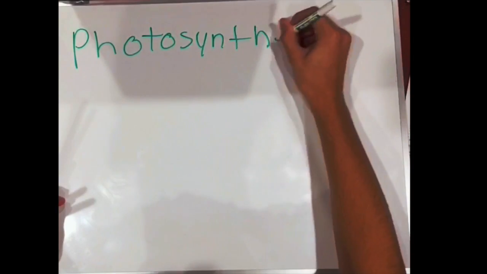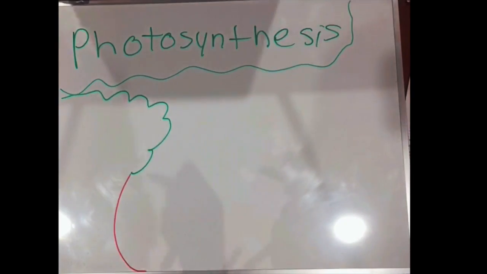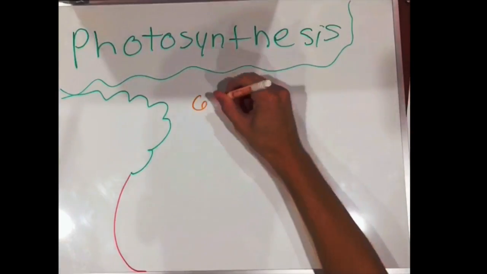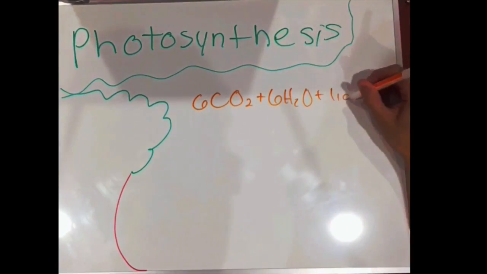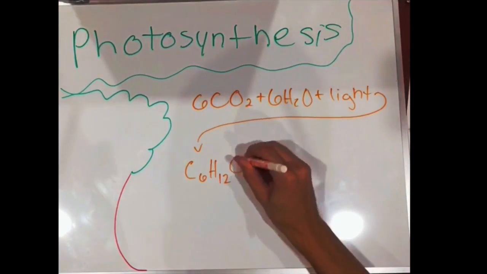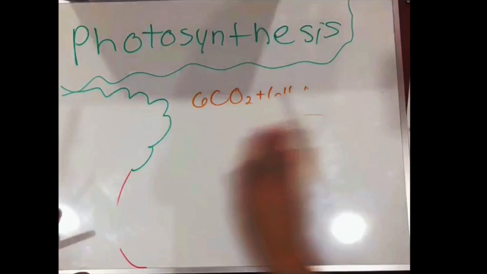Photosynthesis is a process which nourishes almost all of the living world. But what is it? Photosynthesis is expressed by the formula 6CO2 plus 6H2O plus light energy yields C6H12O6 plus 6O2, or in other words, carbon dioxide, water, and light energy create glucose and excess oxygen.